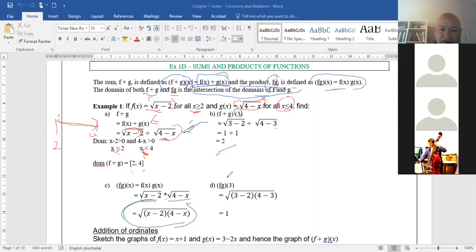Then we substitute for part D, f times g of 3. So we're going to substitute 3 in there. So we get 3 minus 2 and 4 minus 3. Again, when we work that out, we're just going to get the square root of 1, which is 1. Questions?